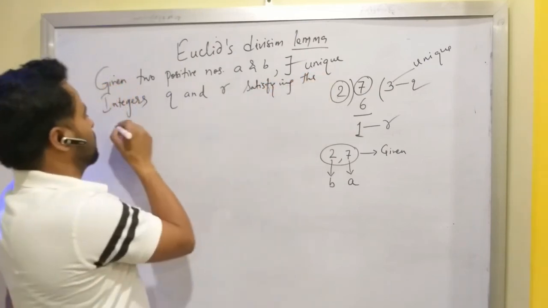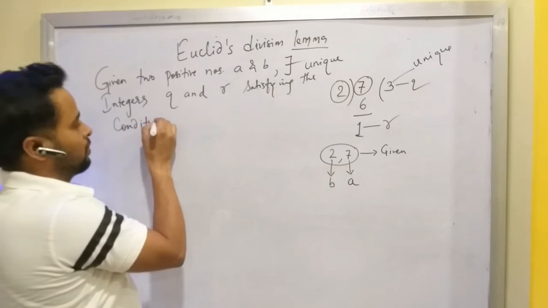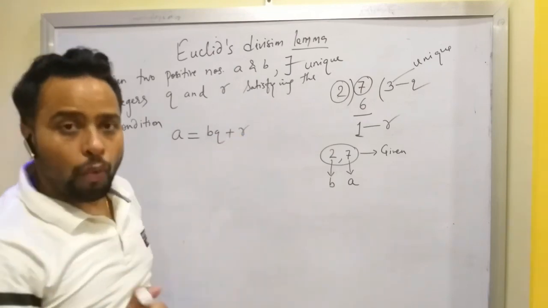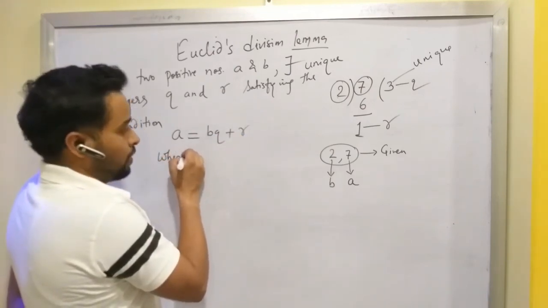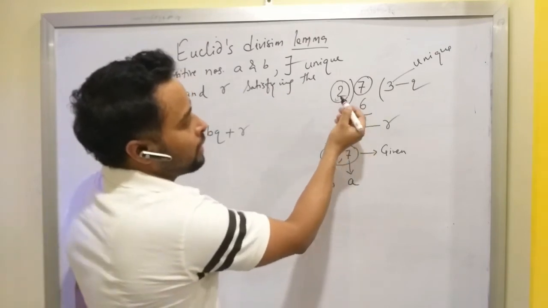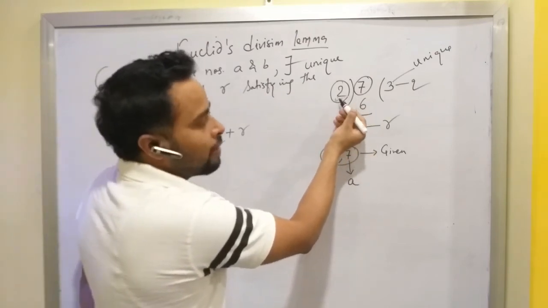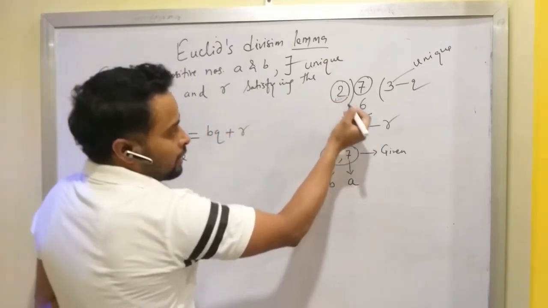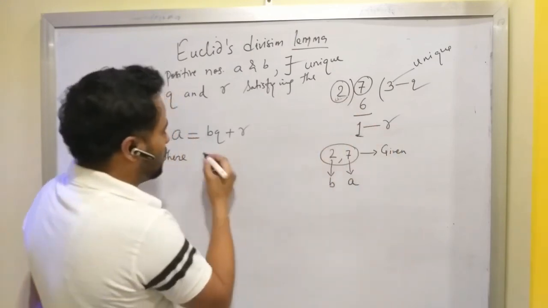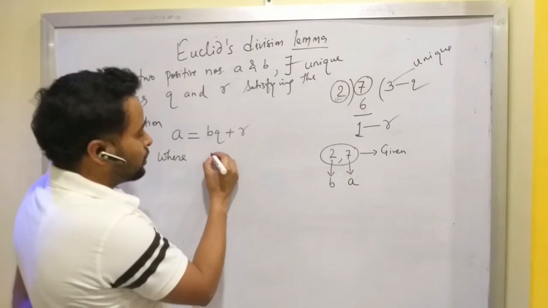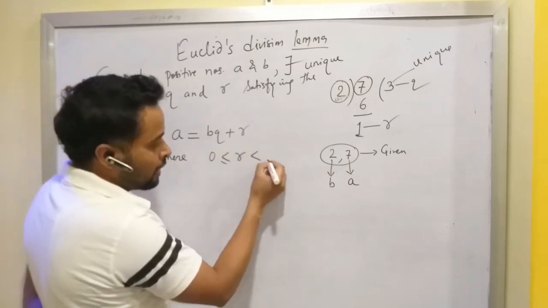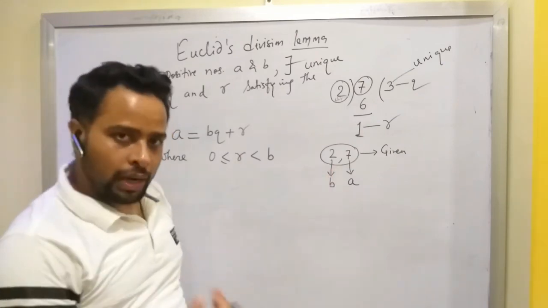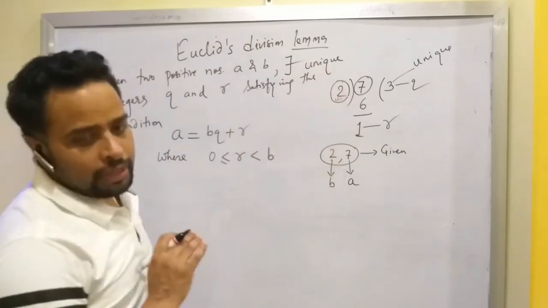the condition A equals BQ plus R, where, you know that if the divisor is 2, then the remainder cannot be equal to 2, it has to be less than 2. So B is your 2, then R will be less than 2. It can be 0 also, where 0 is less than or equal to remainder is less than B. So the remainder always has to be less. So this is Euclid's division lemma.